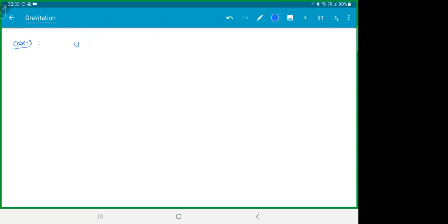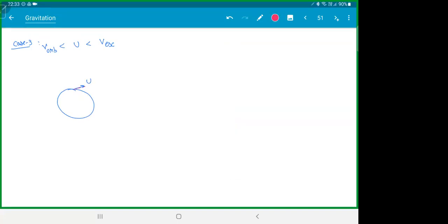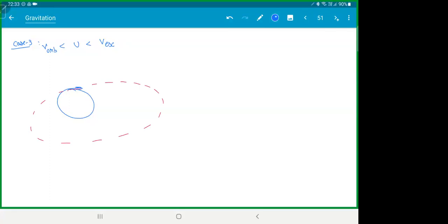Case three, your velocity is between v orbit and v escape. You will go in another ellipse. This time you won't collide though. You will just miss the planet again. You launch it here, you'll go in another ellipse. So this will be one focus and the other will be another focus. You have two focuses for an ellipse. Again, you get an ellipse.